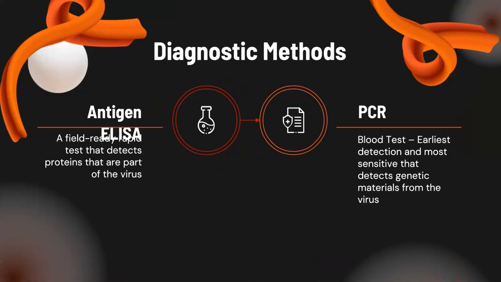The way that it is diagnosed, there's two tests you can use. One is like a rapid test, antigen type test that you would do for COVID now, and then there's also the PCR test, which is the most sensitive. It detects genetic materials from the virus, and it also will be able to detect the virus much earlier.